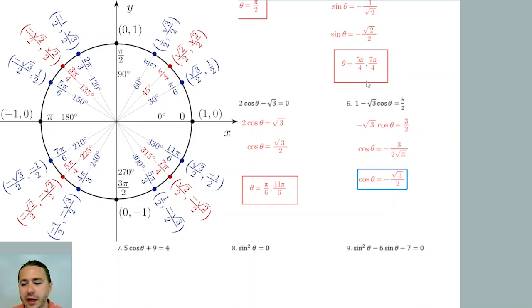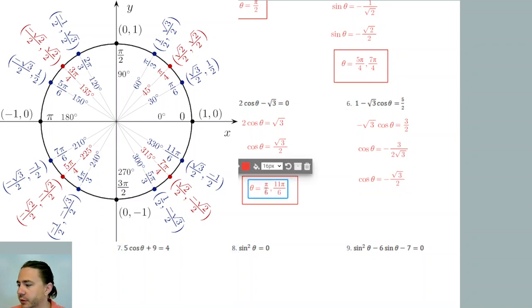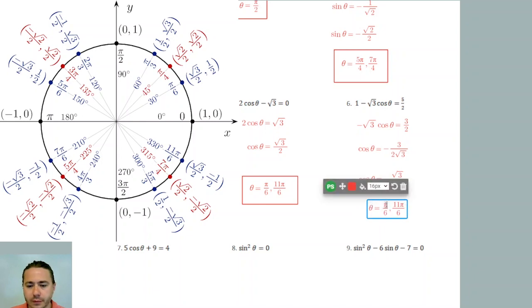Cosine, again, is referring to the x coordinate. So I'm looking around and I see one happening at 5 pi over 6. And let's see, where's the other one? 5 pi over 6 and 7 pi over 6. Okay, so there's number 6.